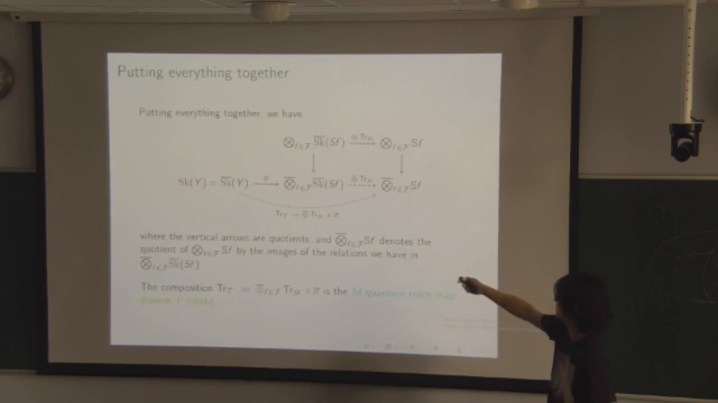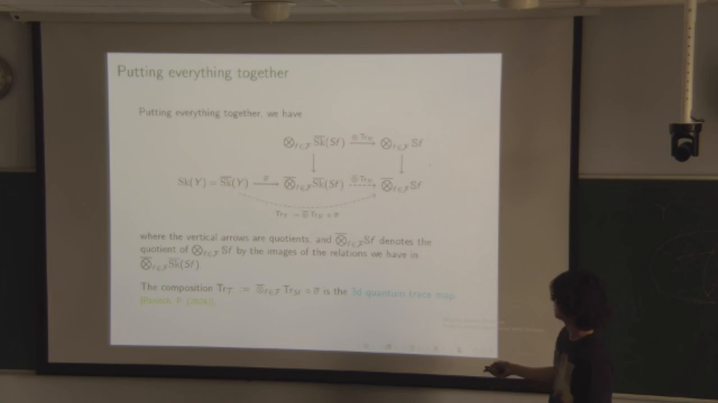So that gives a bimodule embedding on this top row. And then we want to take some quotient going down to this part that allows us to make this homomorphism work. So basically this quotient is determined to be just a quotient by the images of the relations that we have, taken into this vertical arrow. And this composition is the 3D quantum trace map.